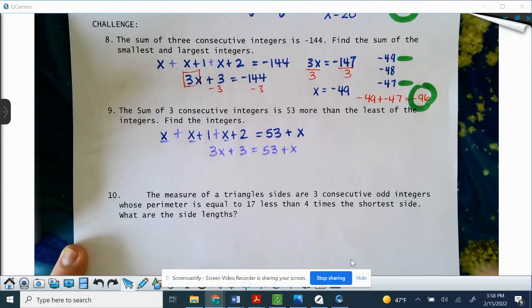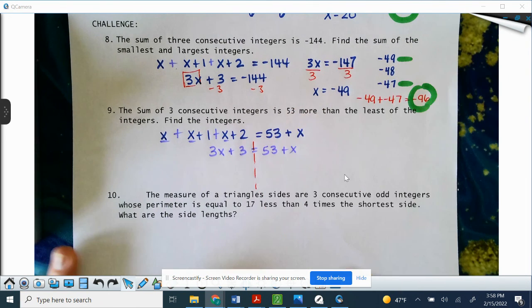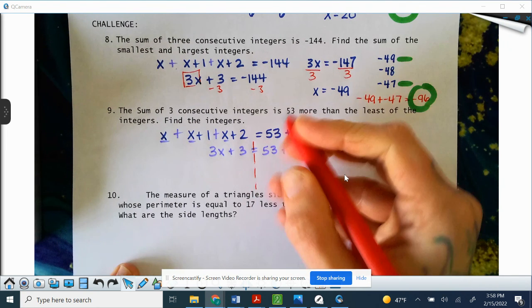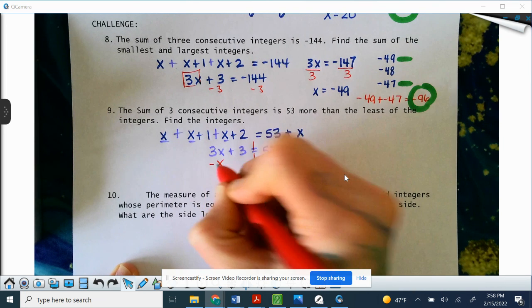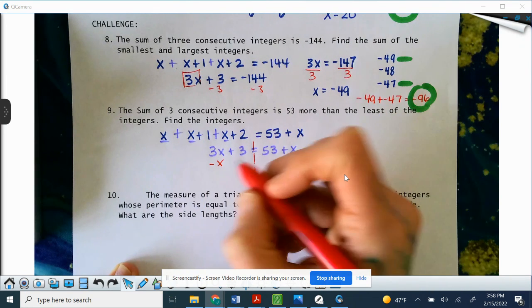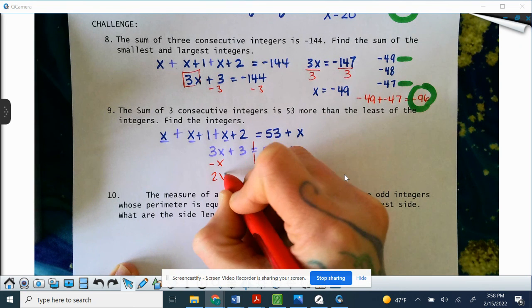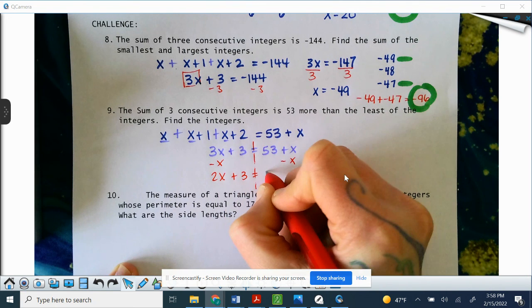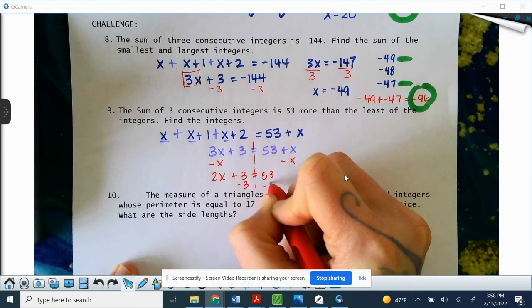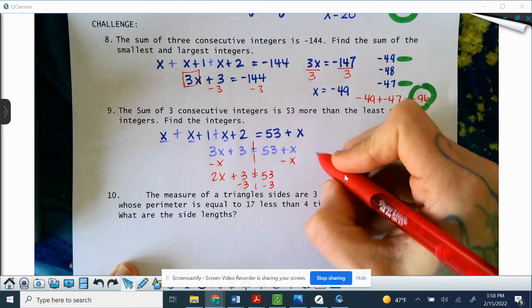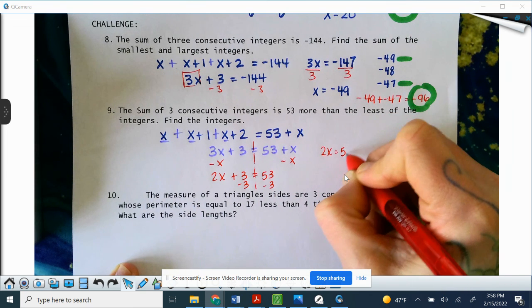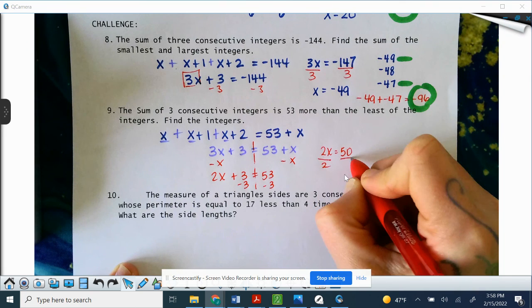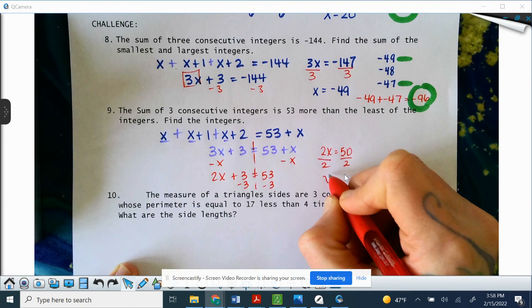I'm going to subtract, because again, now we have variables on both sides and constants on both sides, whole numbers and variables. We need variables on one side and our constant on the other side. I'm going to move towards the largest x, so I'm going to subtract x, and that's going to give me 2x plus 3 equals 53. I'm going to subtract 3, and that's going to give me 2x equals 50. Divide by 2. And that is going to be x equals 25.